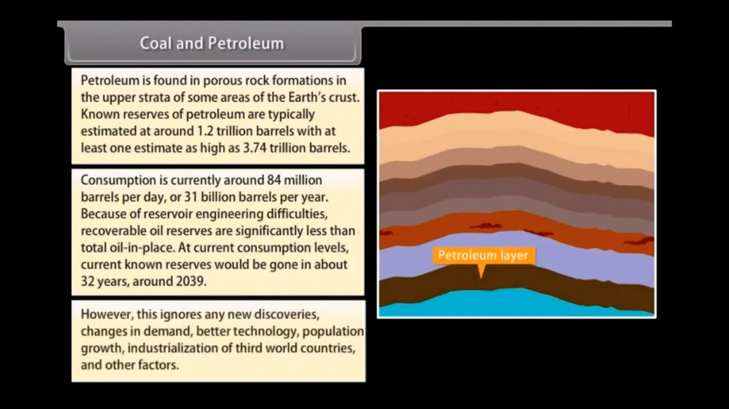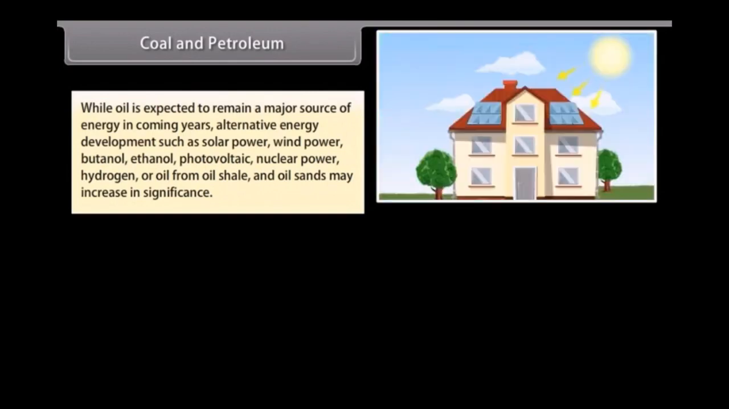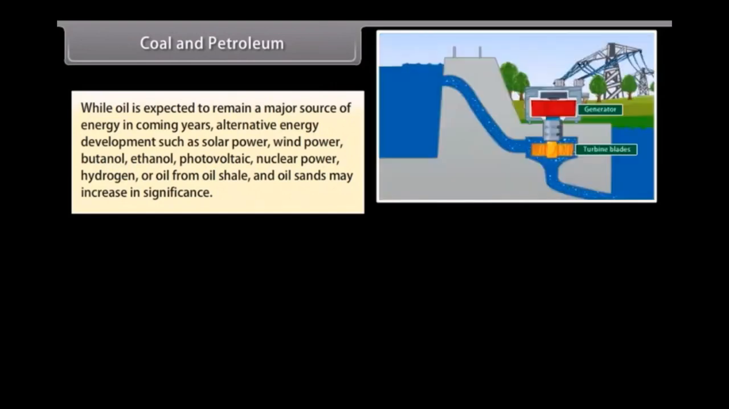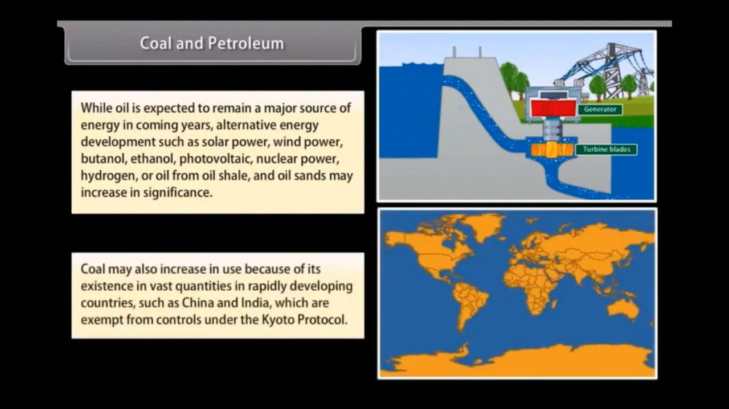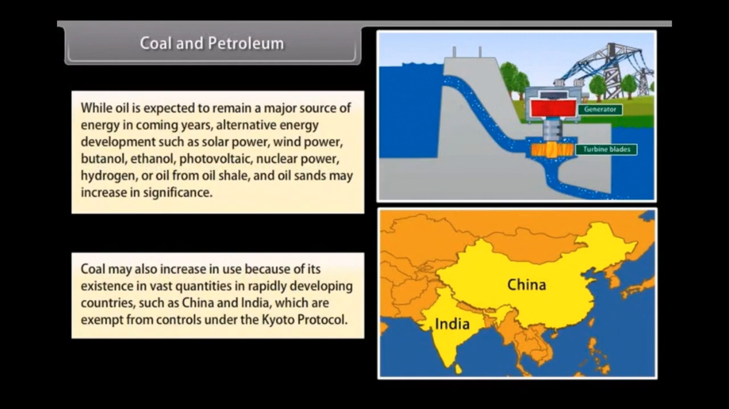However, this ignores any new discoveries, changes in demand, better technology, population growth, industrialization of third world countries, and other factors. While oil is expected to remain a major source of energy in coming years, alternative energy development such as solar power, wind power, butanol, ethanol, photovoltaic, nuclear power, hydrogen, or oil from oil shale and oil sands may increase in significance. Coal may also increase in use because of its existence in vast quantities in rapidly developing countries such as China and India, which are exempt from controls under the Kyoto Protocol.